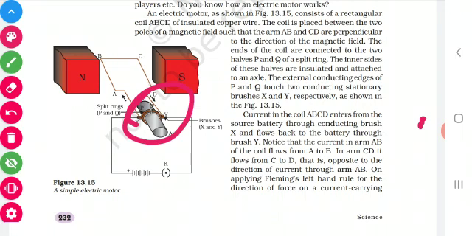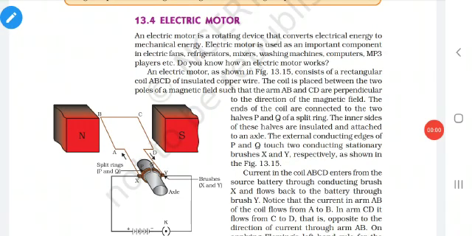It is to reverse the direction of current flowing through the coil for every half rotation. Note it down. The function of the commutator is to reverse the direction of current flowing through the coil after every half rotation. It also has two brushes, X and Y, as shown in the figure.